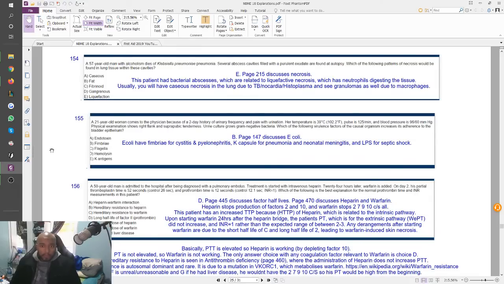And if you did Sketchy Micro, then you remember the Fimbriae very, very easily. If you didn't do Sketchy Micro, you should still pick Fimbriae. It's not going to be endotoxin that's going to allow adherence. Hemolysin and K antigen is also not going to allow adherence. So the only other answer choice that's left is kind of to consider flagella. But flagella is not the correct answer for this bacteria at all.